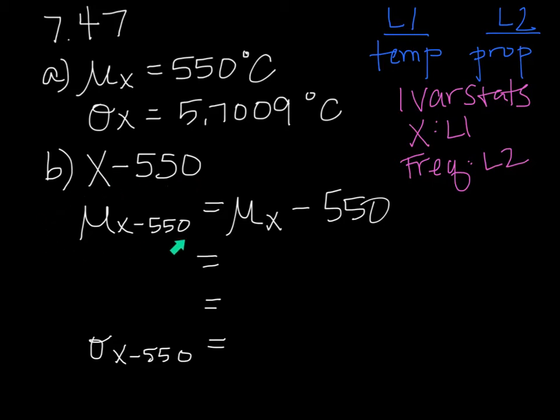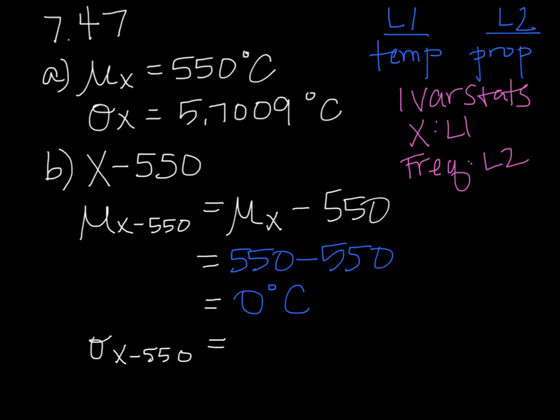So the mean of that distribution, the mean of x minus 550, is the mean of x itself, which is 550, lots of 550s going on, minus 550, and not hard to tell, that's going to be 0 degrees Celsius. And so thinking about the context of the problem, this is good news because it tells us that our average at least is going to be on target. We're going to be 0 degrees off.